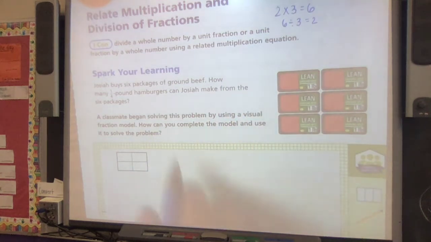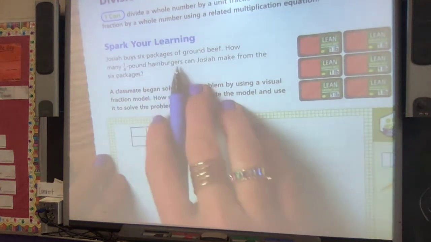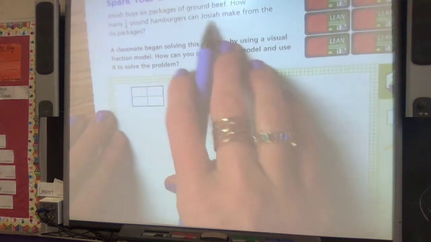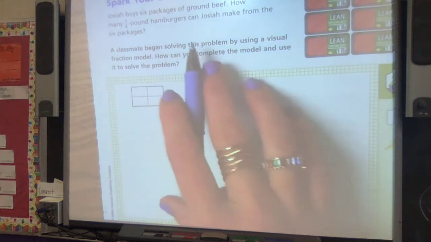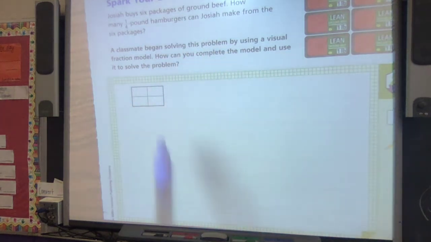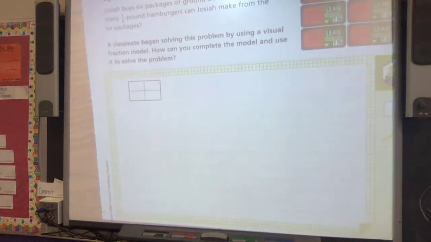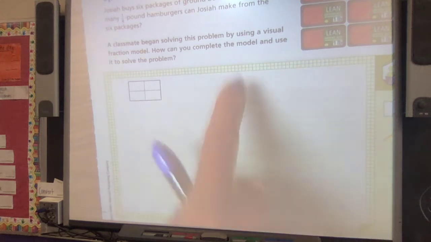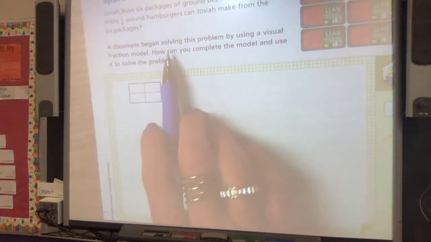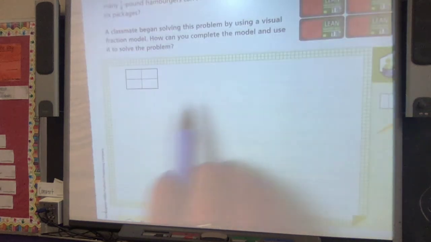Okay, so the first one says Josiah buys 6 packages of ground beef. How many 1/4 pound hamburgers can he make from the 6 packages? Alright, so you can see here that we have our 6 packages of ground beef, and each one is 1 pound. So we want to know how many 1/4 pound hamburgers we can make. A classmate began to solve this problem by using this visual model. How can we complete the model?